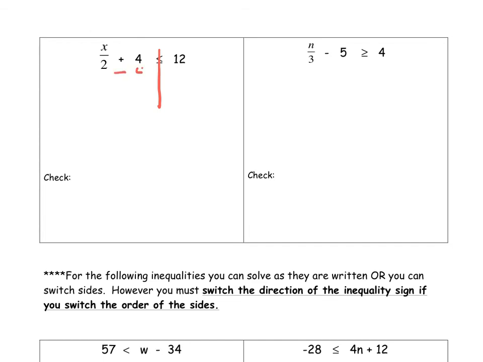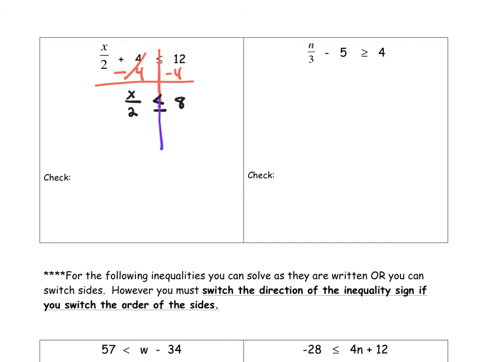I'm going to subtract 4. I start with a constant first. That eliminates the constant, so I'm left with x divided by 2 is less than or equal to 8. So now I need to continue my solving step.